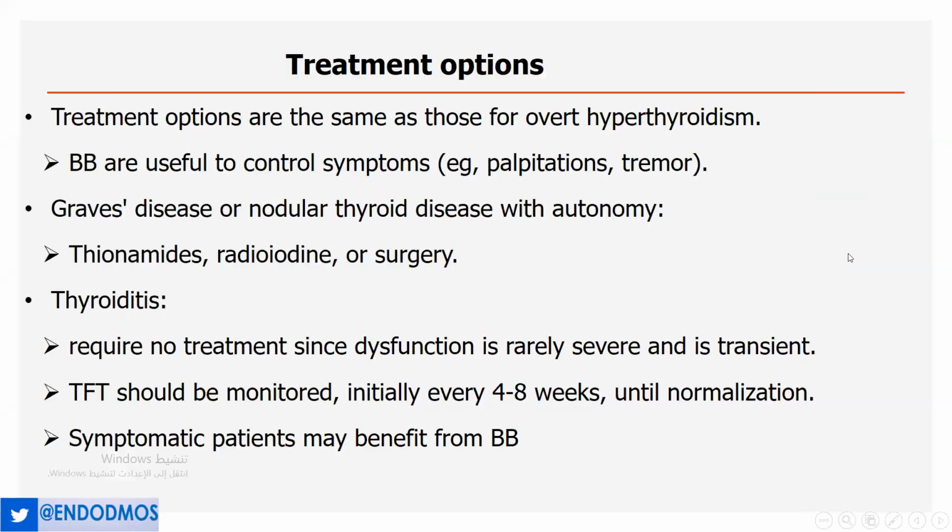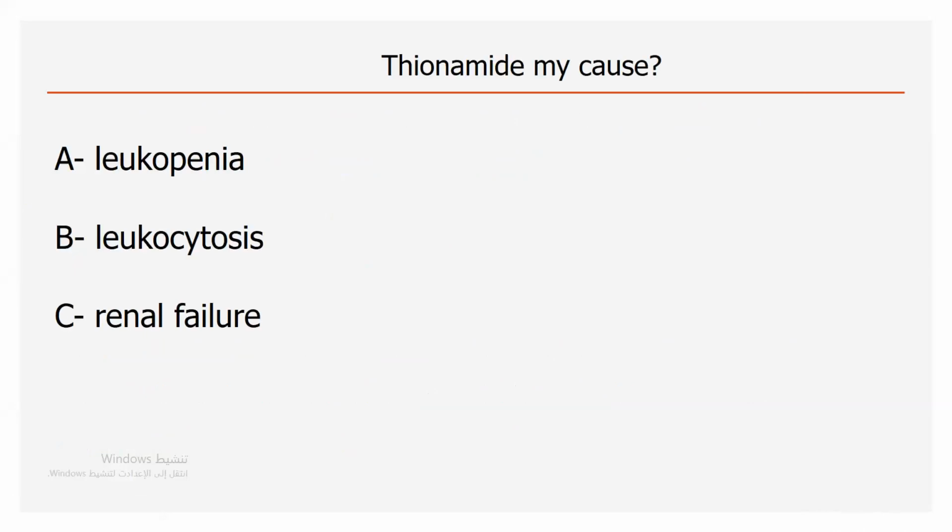Treatment options are the same as for overt hyperthyroidism: a beta blocker for symptomatic patients; Graves' disease needs thionamide, radioiodine, or surgery; thyroiditis is usually symptomatic, again with follow-up of thyroid function. A beta blocker is the best option here. Thionamide, I think we mentioned before, what is the side effect? Leukopenia, leukocytosis, or renal failure. I need your input, please. Quick revision for you.